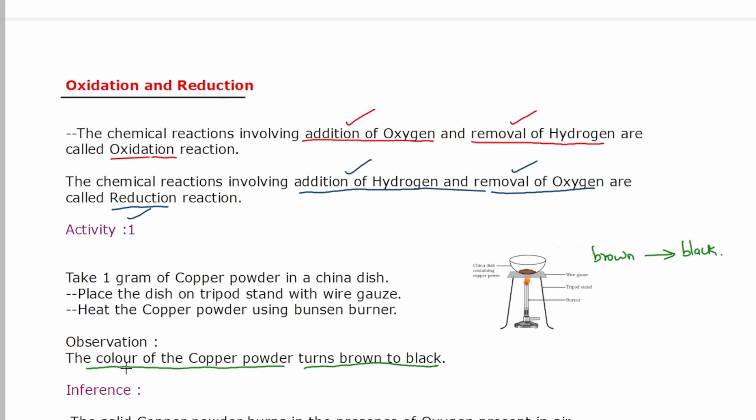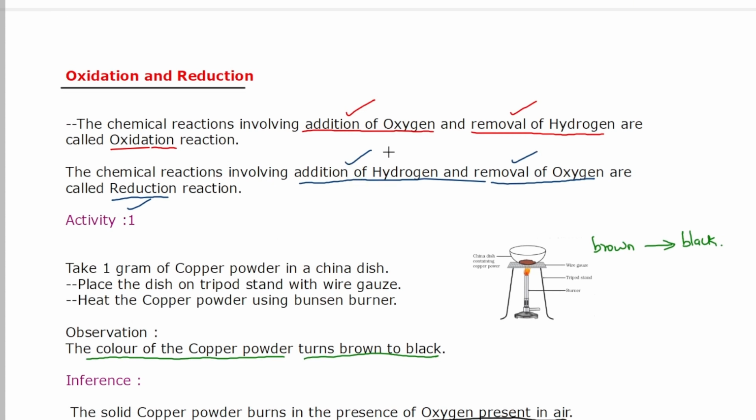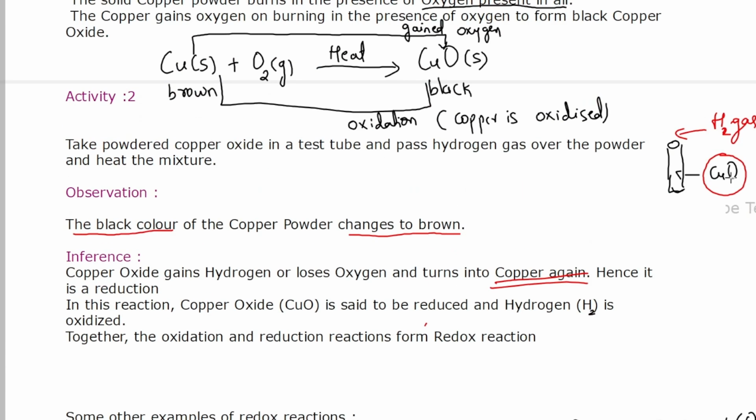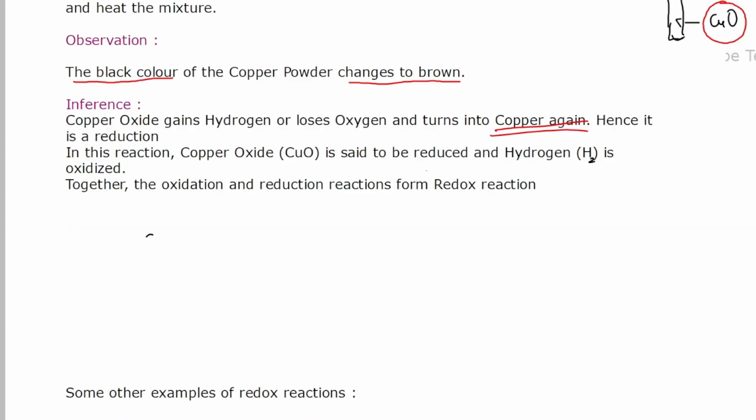How do we define reduction here? You know very well. If there is addition of hydrogen or removal of oxygen, we call such a reaction a reduction reaction. Here, copper oxide has reacted with hydrogen gas to form copper. It has lost oxygen. So we call it reduction. If I write the reaction, you will easily understand. We had taken copper oxide and made it react with hydrogen. What happens here? Copper oxide is reduced to copper and hydrogen is oxidized to water here.